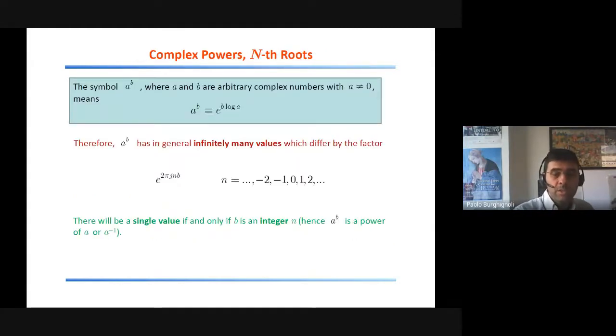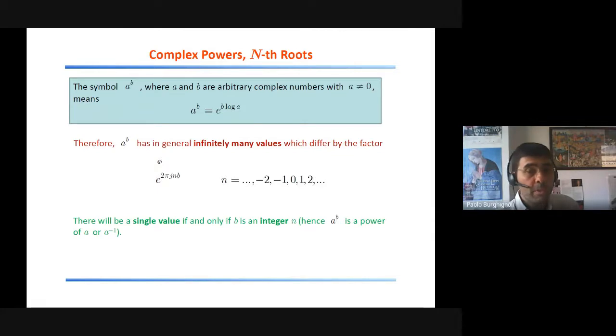Now, in terms of using the complex exponential, we can also define the general power of a complex number. So if you have two complex numbers, a and b, then you define a to the bth power as the exponential of b times the logarithm of a. And since the logarithm in general has infinitely many values, also the power a to b in general has infinitely many values, and all those values differ by a factor which is e to 2 pi j n b, where n is an arbitrary relative integer number.